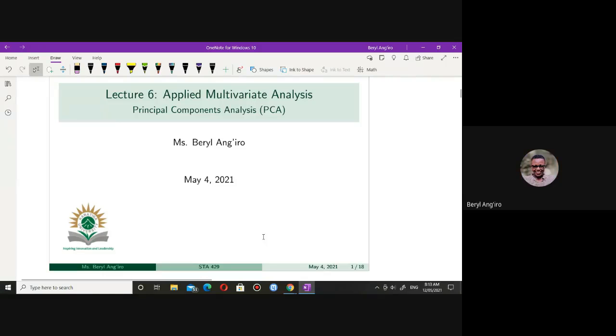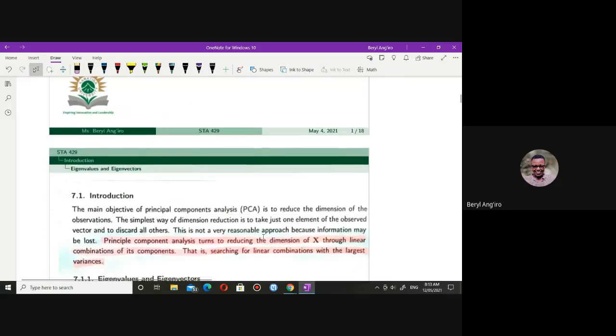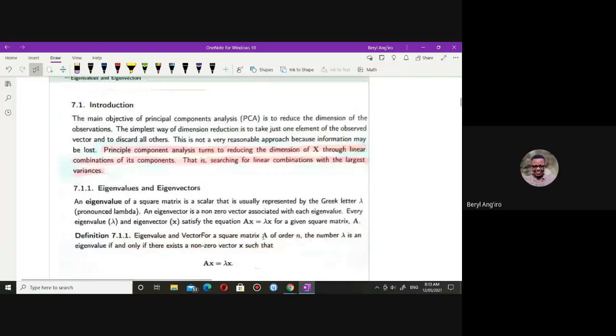So this is lecture 6, principal components analysis. We have an introduction. The main objective of principal component analysis is to reduce the dimension of the observation. So if we have so many observations, then you can reduce the dimensions of these observations. This is the main objective of PCA, that is, principal components analysis.